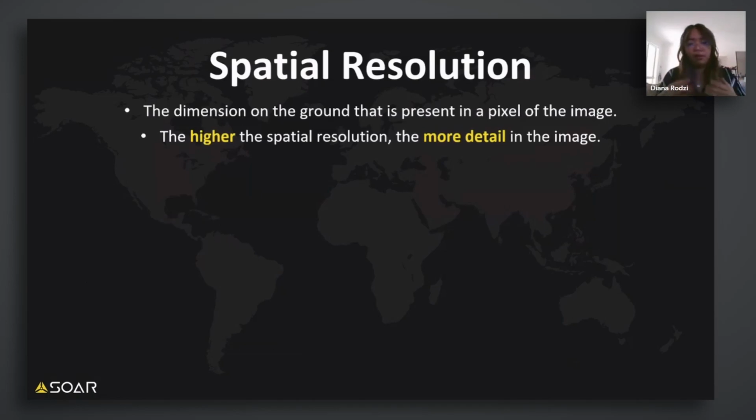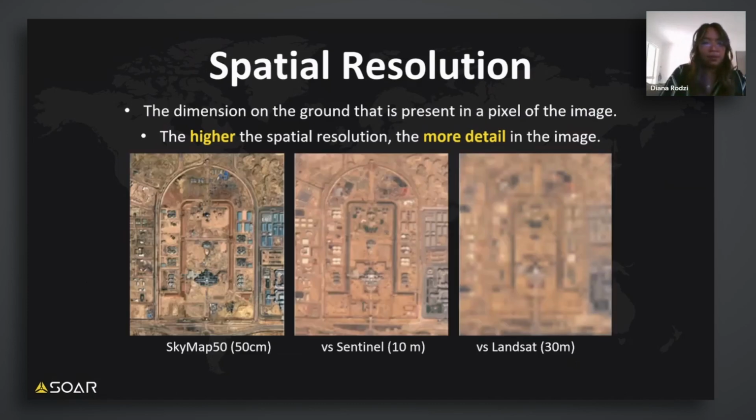And if we're talking about something that has a high spatial resolution, that means you could see more detail because that pixel, that representation, is smaller, so 50 by 50. Now, this is a visual example of what I mean. We have SkyMap 50 here. It's got 50 centimeter resolution.